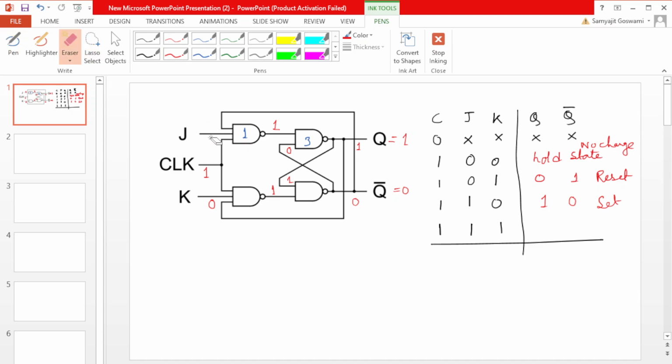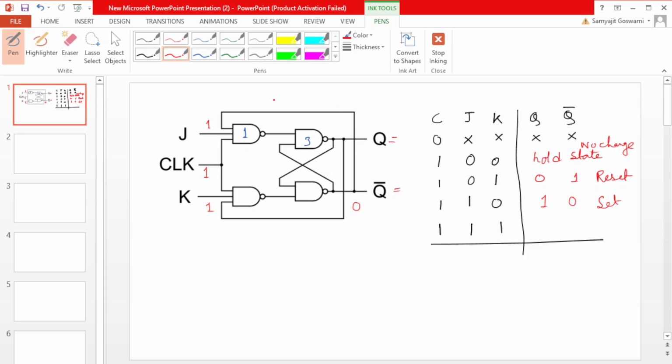Now we will give the last combination, where both J and K will be 1 and 1. So just see what will happen. Here also 1, here also 1. So here J is 1, clock also 1. If we consider Q bar is 0, you can consider 1 also. I am telling continuously that you can consider 1 also, the same result will come.